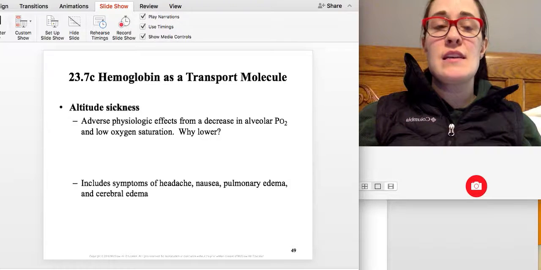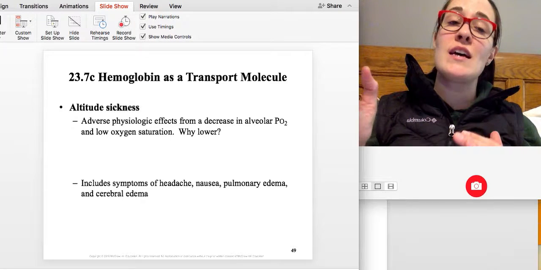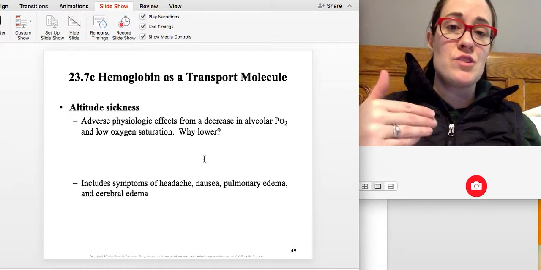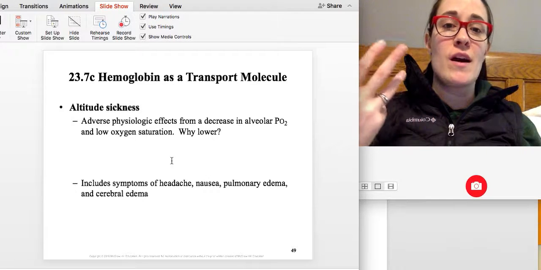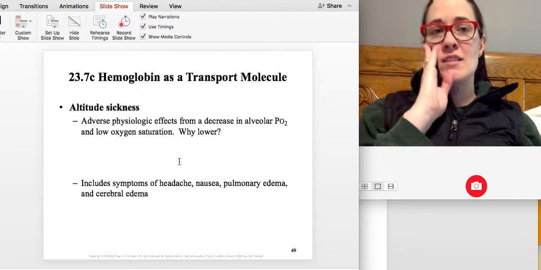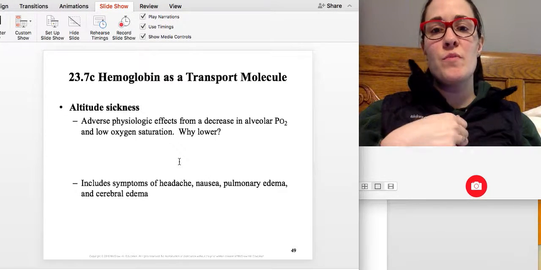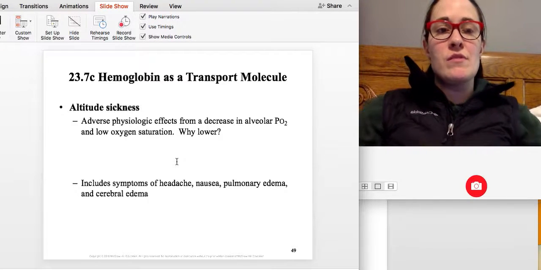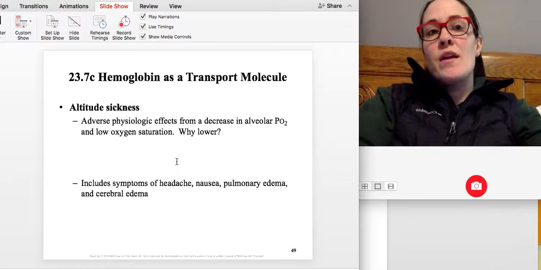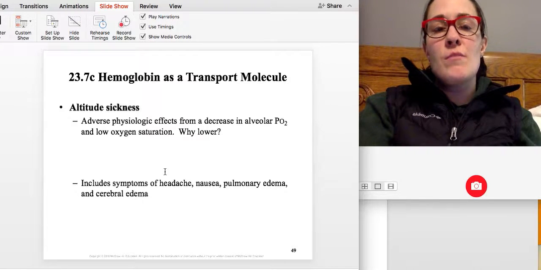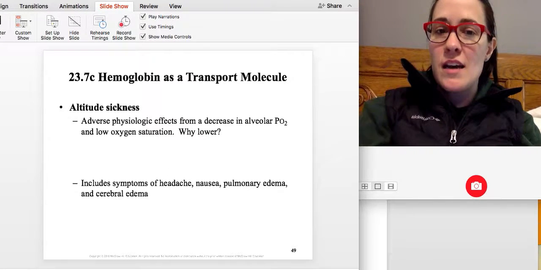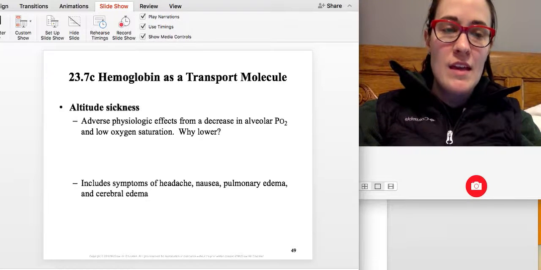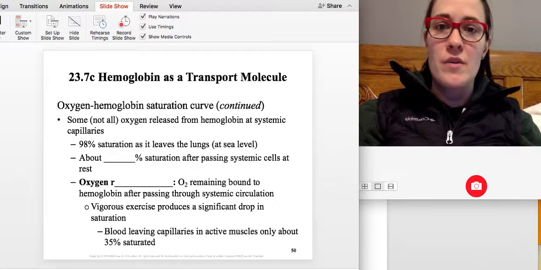That's exactly what happens. Altitude sickness is when you go up higher in altitude and you have less pressure to push the oxygen into your lungs. So that's the answer here. Why is there a lower amount of oxygen in your blood? Because there's less pressure to push it in. And it can be very dangerous if you don't see the symptoms or it happens too quickly and your body doesn't adjust. But most of the time it causes headache, nausea. It can lead to swelling in the lungs and swelling in the brain.